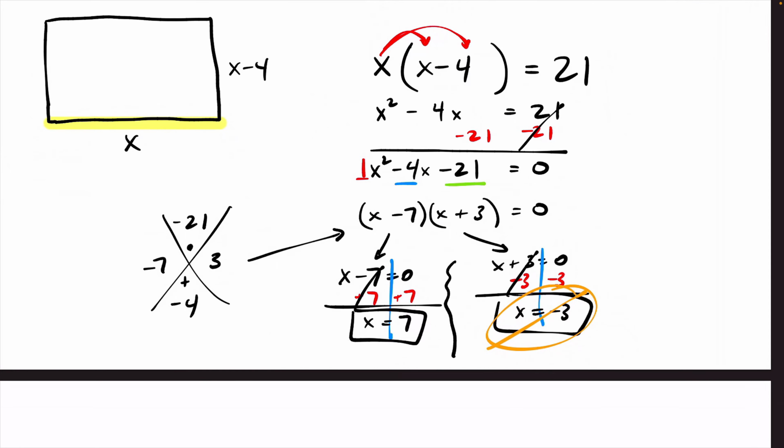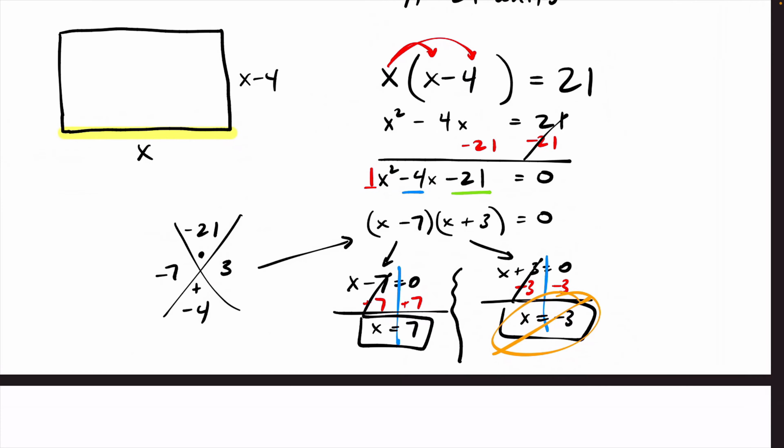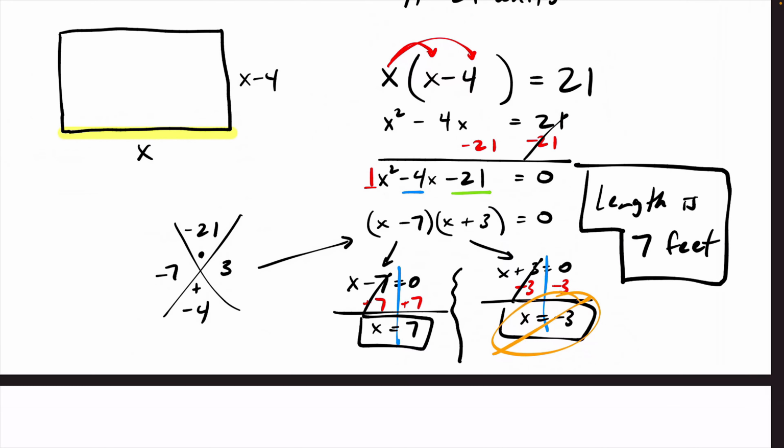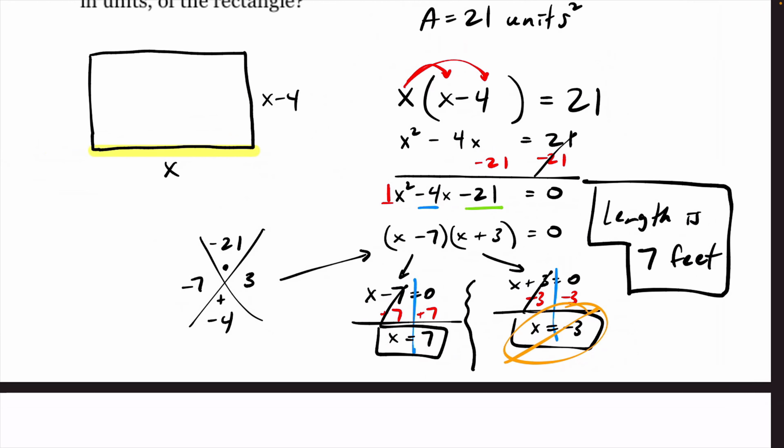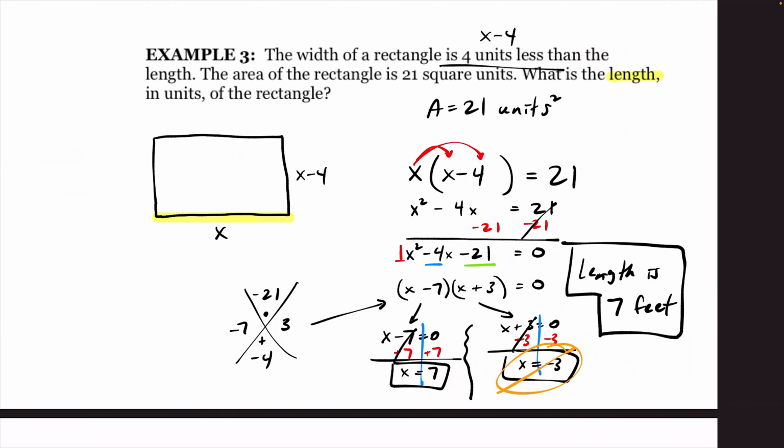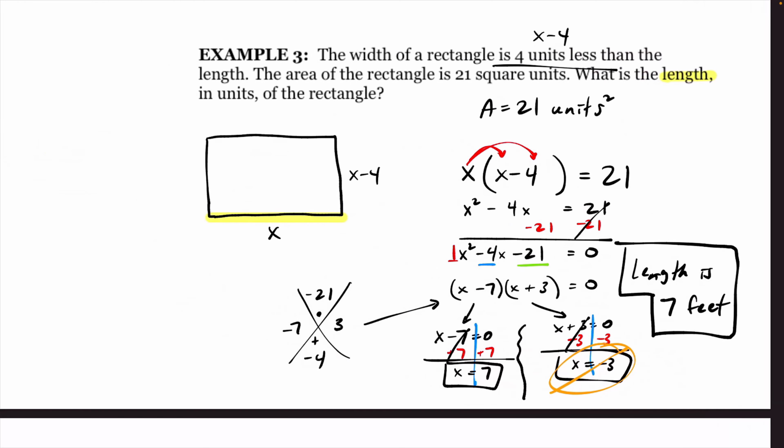So we're going to answer the question. Remember, always answer that. We haven't answered the question yet. I haven't gotten full credit yet because I don't know what the answer is. How do I answer the question? I would just say length is 7 feet. Now I've answered the question. The question was, what's the length in units? Length is 7. What's the units? Feet.